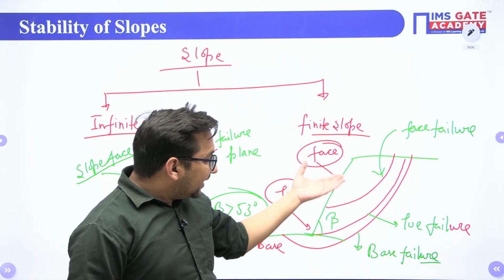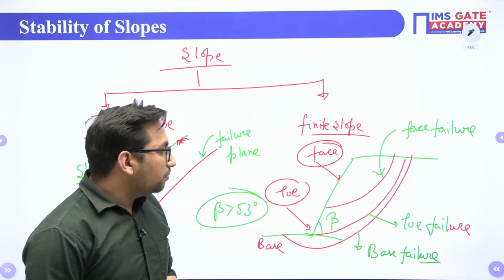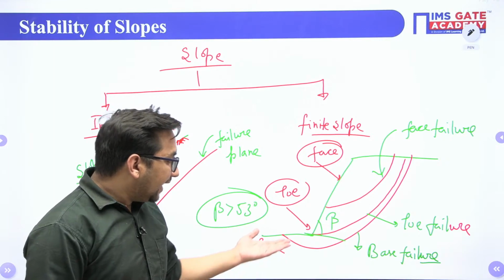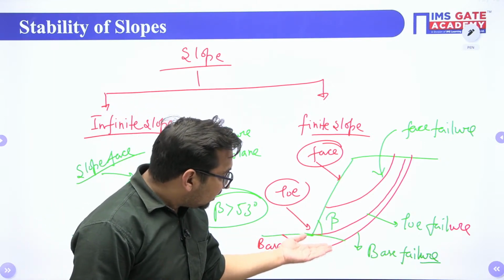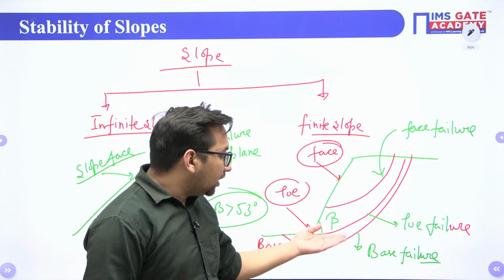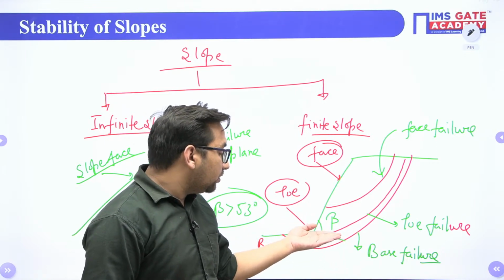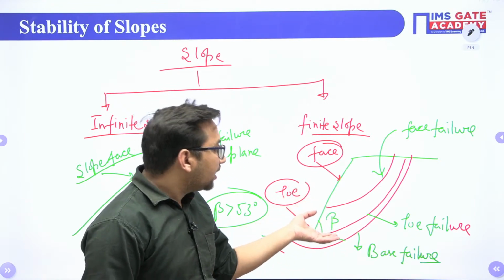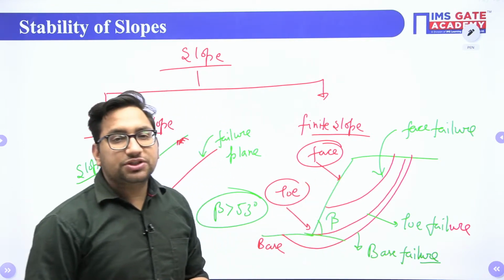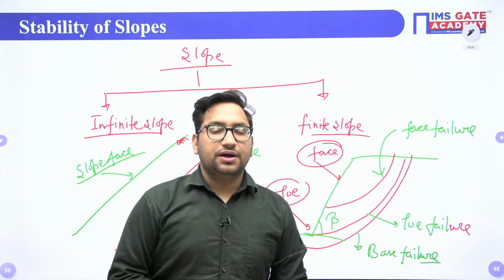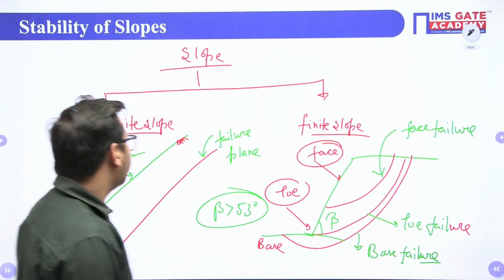Whereas if this particular slope is flat or more or less flat, and the strength of soil below the base or below this toe is weak, or the soil below this base is weak as compared to the soil above this base or above this toe, you can say that your failure will be base failure. Clear this thing?